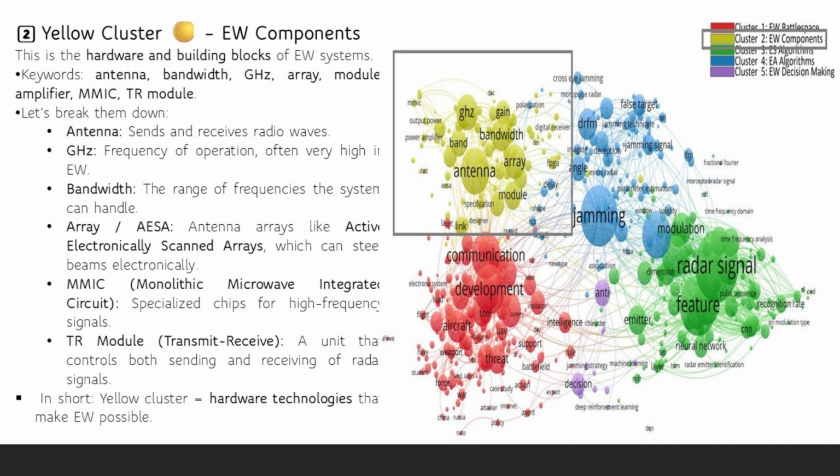Array, AESA, antenna arrays like active electronically scanned arrays, which can steer beams electronically. MMIC, monolithic microwave integrated circuit, specialized chips for high-frequency signals. TR module, transmit receive unit that controls both sending and receiving of radar signals. In short, yellow cluster equals hardware technologies that make EW possible.